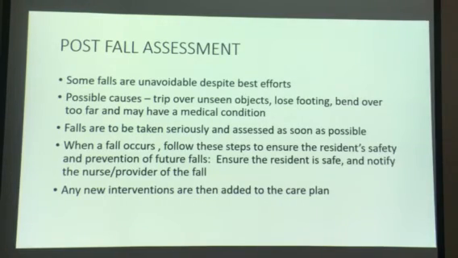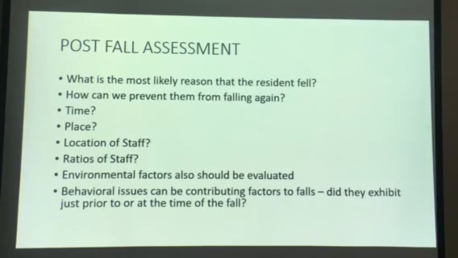Falls are to be taken seriously and assessed as soon as possible. When a fall occurs, follow these steps to ensure the resident's safety and prevention of future falls. Ensure the resident is safe and notify the nurse provider of the fall. Any new interventions are then added to the care plan. In addition to fall assessments, what is the most likely reason that the resident fell? How can we prevent them from falling again?